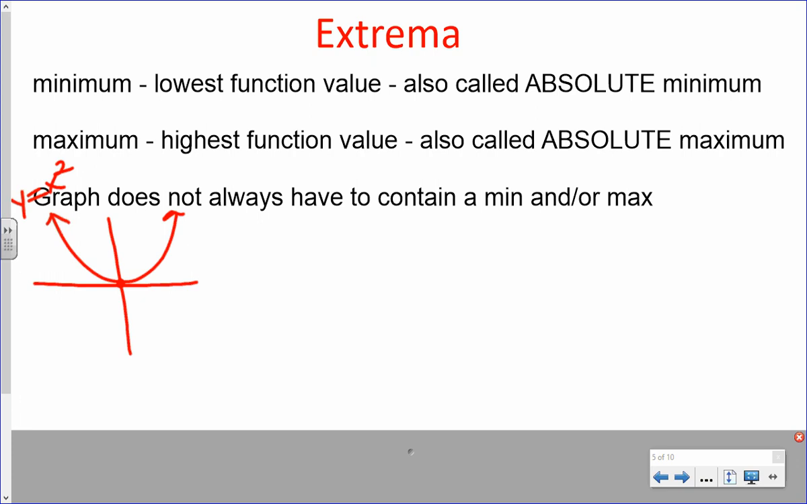Does y equals x squared have a maximum? No, because it's going to continue to rise. All right, but does it have a minimum? Yes. Okay, our very lowest point is the point (0, 0). So we have a minimum of 0 at x equals 0. Our minimum value is 0, and it occurs at x equals 0. That's how we would describe that.